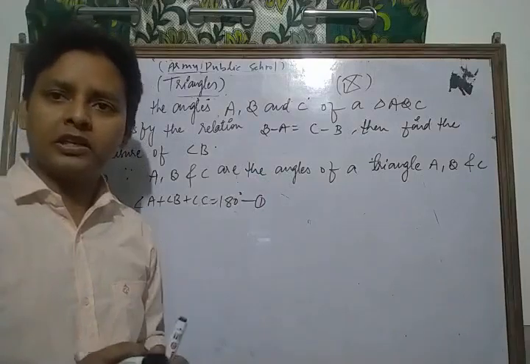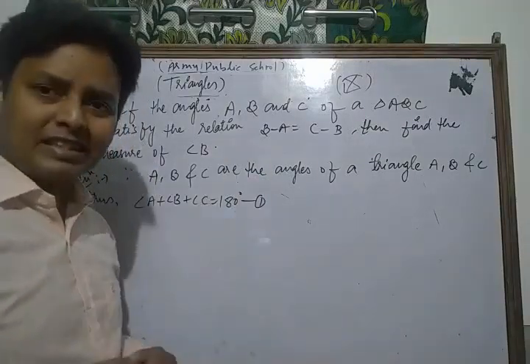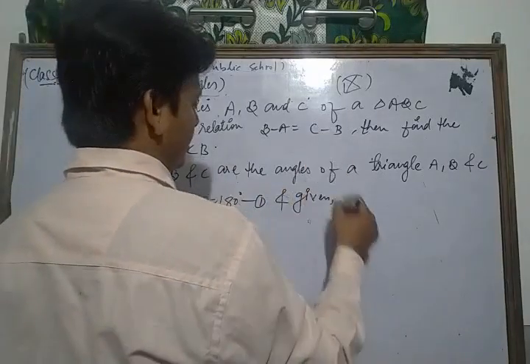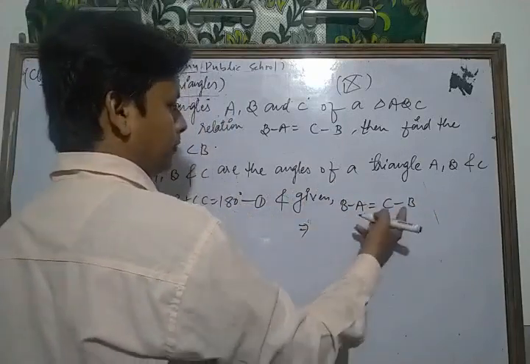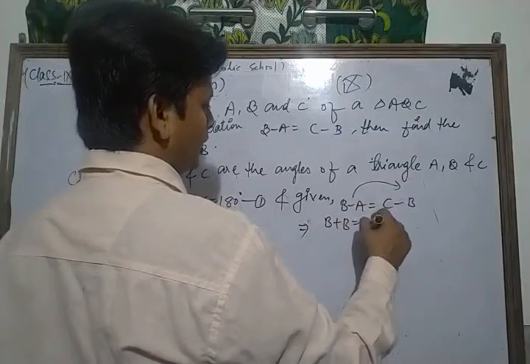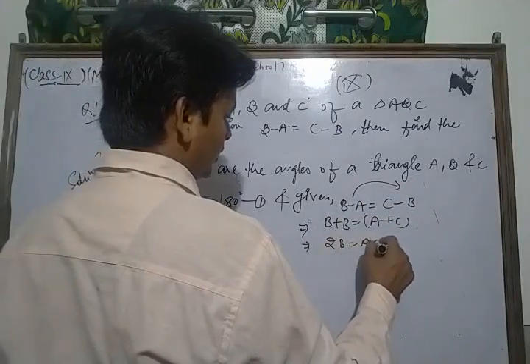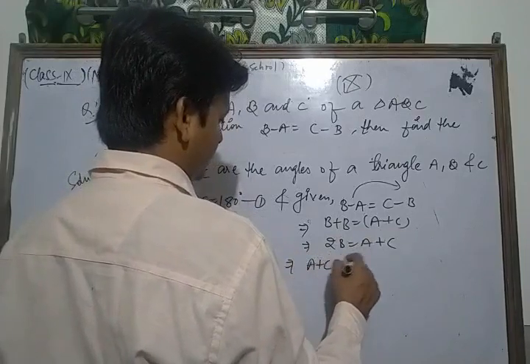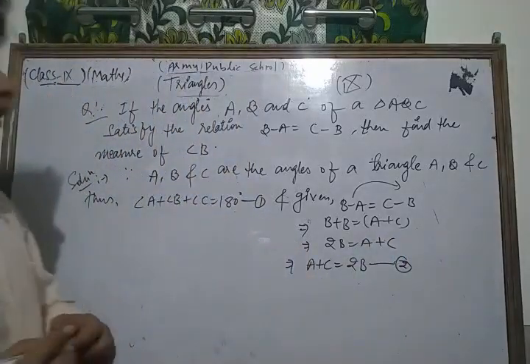And a very important relationship given amongst these angles is what? B minus A is equal to C minus B. Now we can transfer B to that side, so B plus B is equal to A transferred that side, A plus A. So 2B is equal to A plus C, that is, the value of A plus C is equal to 2B. Take this as equation number 2.